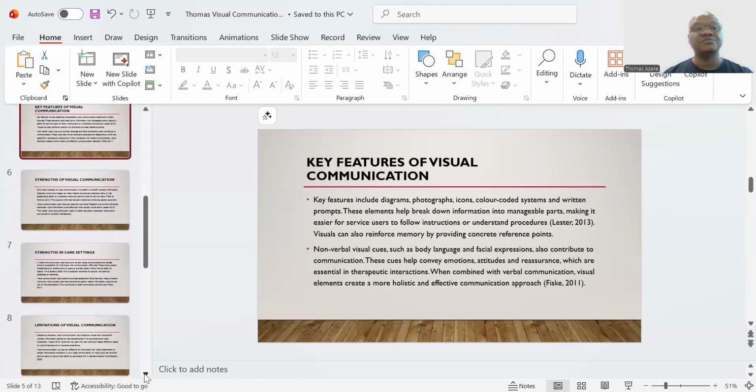Key features. Key features of communication include diagrams, photographs, icons, color-coded systems, and written prompts. These elements help break down information into meaningful parts, making it easy for service users to follow instructions or understand procedures. Non-verbal communication cues, such as body language and facial expressions, also contribute to communication.